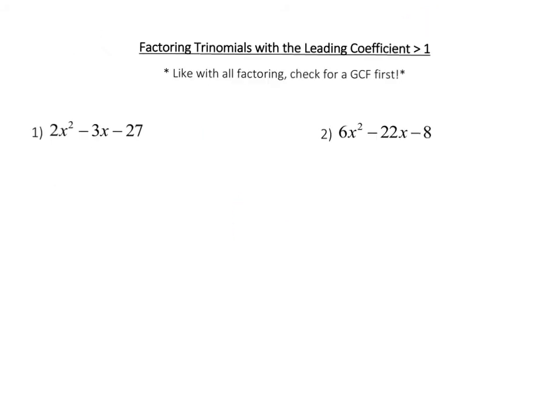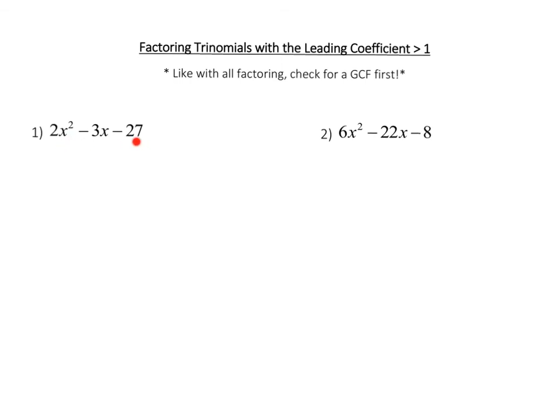Okay, so now I'd like to do some problems where I have a leading coefficient that's greater than 1. So what do I mean by a leading coefficient greater than 1? The number in front here happens to be a 2, not a 1. The number in this one happens to be a 6 and not a 1. So don't worry, it's still the same type of factoring. We're just going to always check for that GCF first.